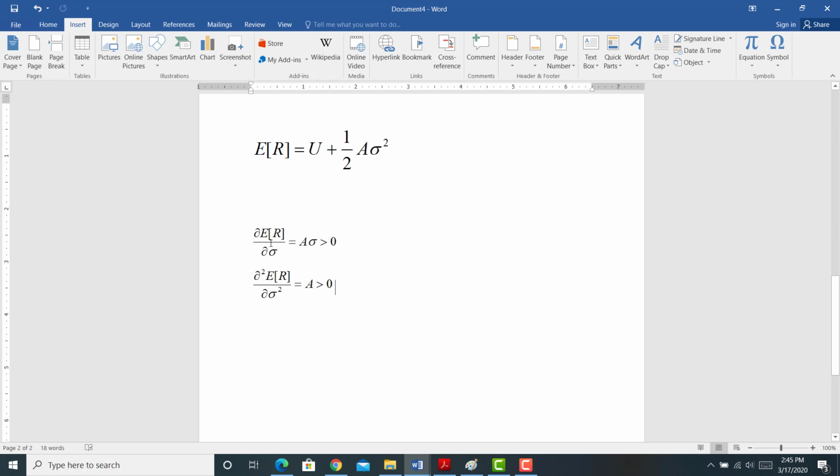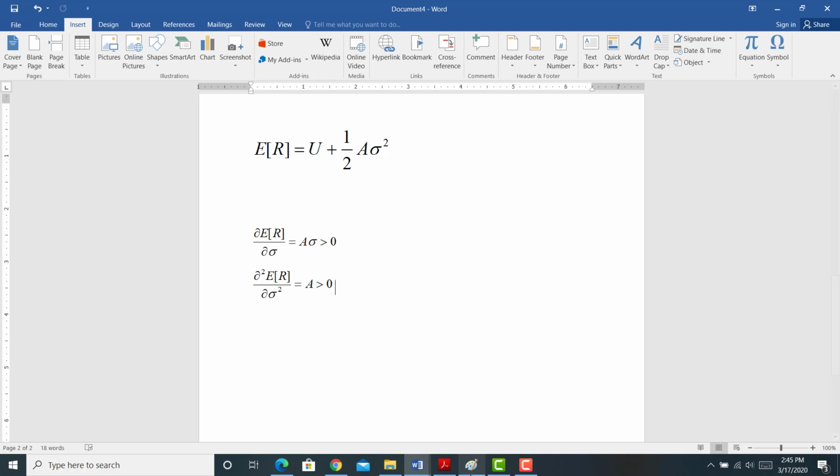And you can see that if I take the partial derivative with respect to sigma, I'm left with A, the coefficient of risk aversion, which is assumed to be positive here, times sigma, which I know is positive, right? Sigma is calculated as the squared difference, and therefore because it's squared, it will always be positive. And so the relationship between expected returns and our measure of risk is going to be positive. Notice something. If I take the second derivative of the expected return with respect to sigma, the second derivative is only A, the coefficient of risk aversion, and it also is positive.